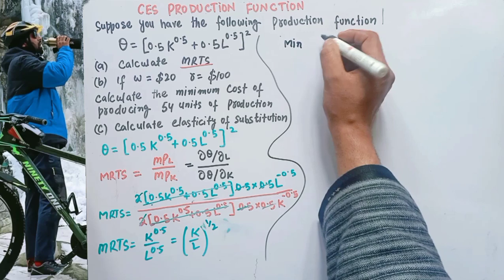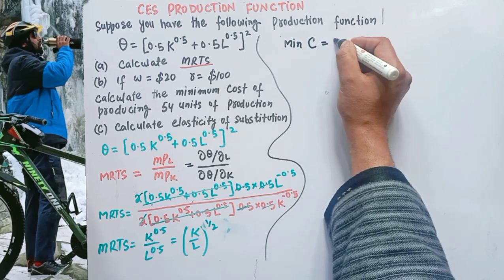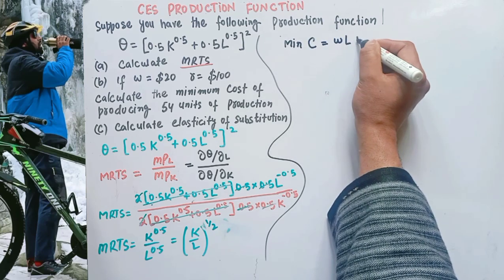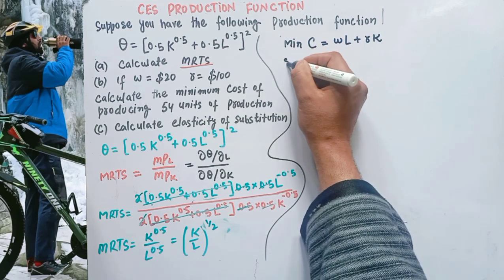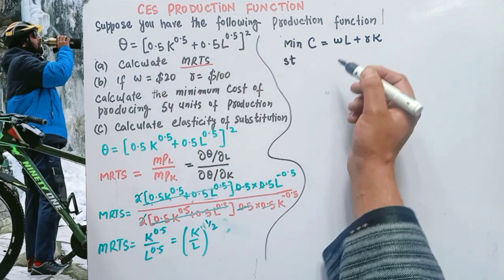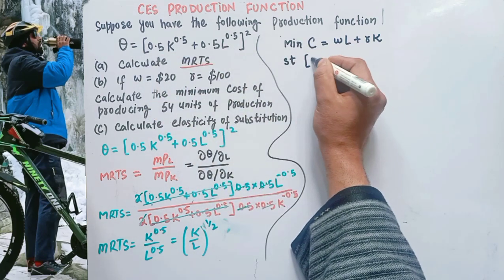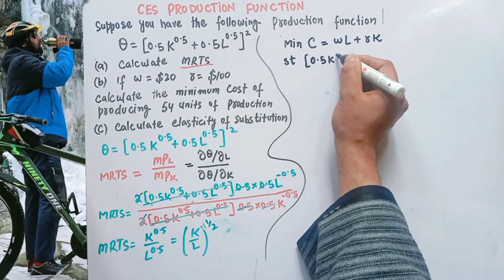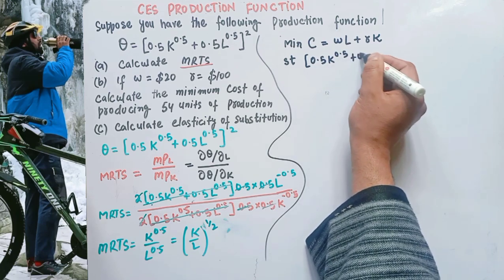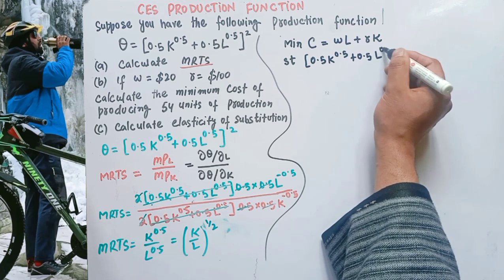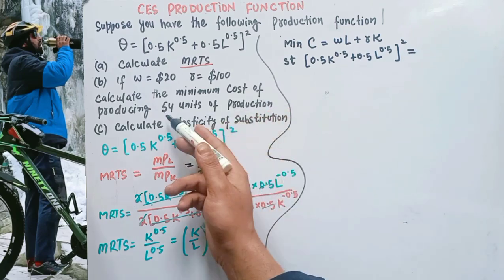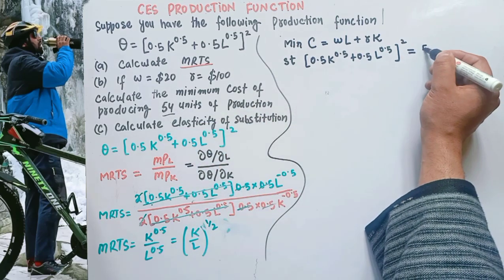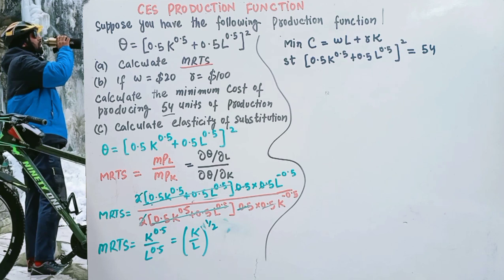That means what we are being told is to minimize cost, which is equal to the wage rate times units of labor plus the rental rate of capital times units of capital, subject to the production constraint. That means we have (0.5 K^0.5 + 0.5 L^0.5) whole squared should be equal to 54, so we need to produce 54 units. The question reduces to minimizing cost subject to the given production constraint.